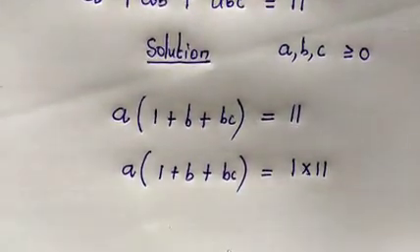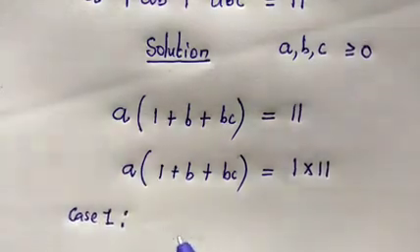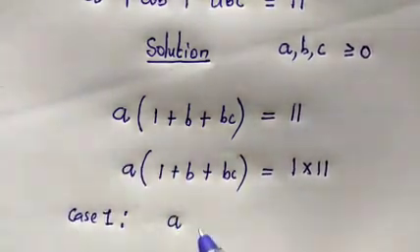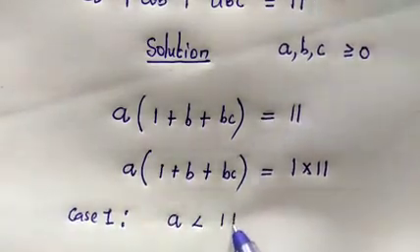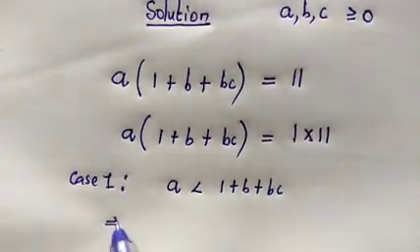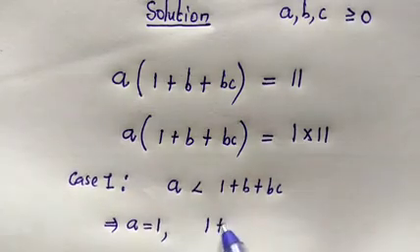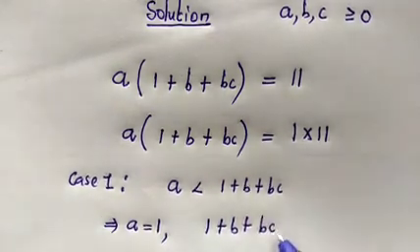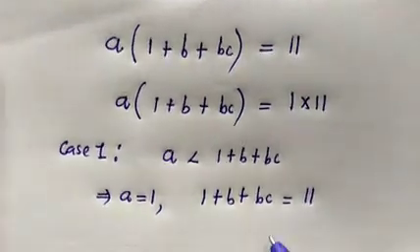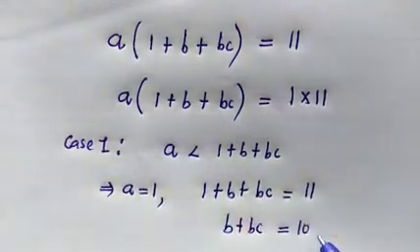Now let's compare this equation as follows. We're going to start with our first case, case 1, where a is less than 1 plus b plus bc. In this case, we're going to let a equal 1. Then 1 plus b plus bc is going to be equal to 11. Subtract 1 from both sides, and we get b plus bc is equal to 10.